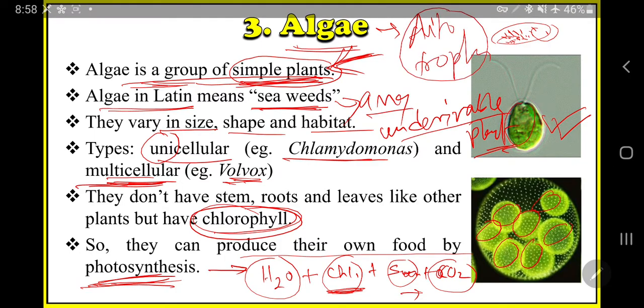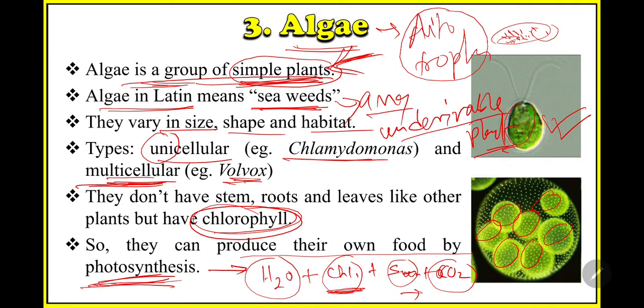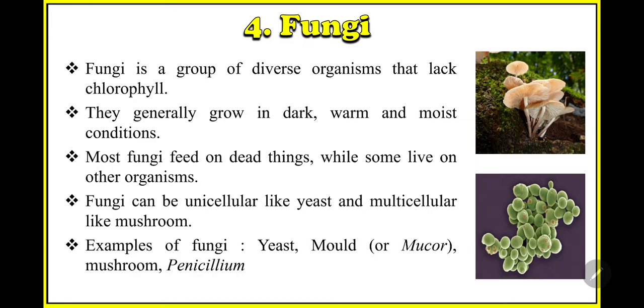Autotrophs. What are autotrophs? The organisms which can produce their own food. Then comes fungi. What are fungi? Fungi is a group of diverse organisms that lack chlorophyll. Remember, out of all this, who are having chlorophyll? Algae is having chlorophyll, and fungi is not having any chlorophyll.